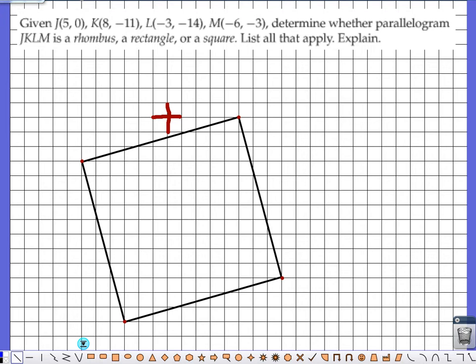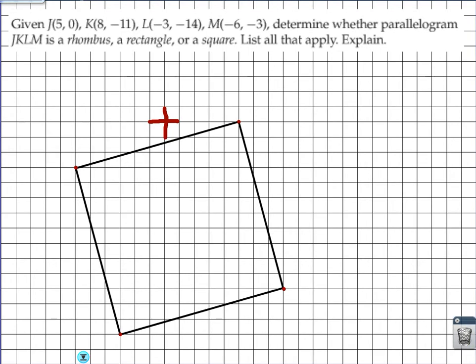Let's first prove it's a rhombus. And the way we prove it's a rhombus is we can do what we just did, to where we prove that this side equals this. Any consecutive sides are equal. Let's do it the other way this time.